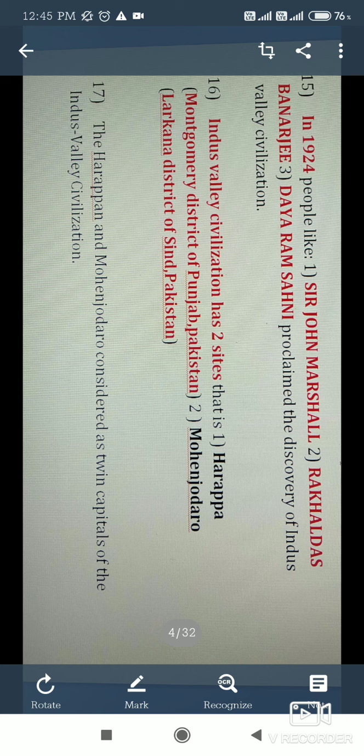Then point number 17. Harappa and Mohenjo-daro are considered the twin capitals of the Indus Valley civilization. We also have twin cities like Hyderabad and Secunderabad, and in Odisha like Cuttack and Bhubaneswar. So the Indus Valley civilization also had twin cities: Harappa and Mohenjo-daro.